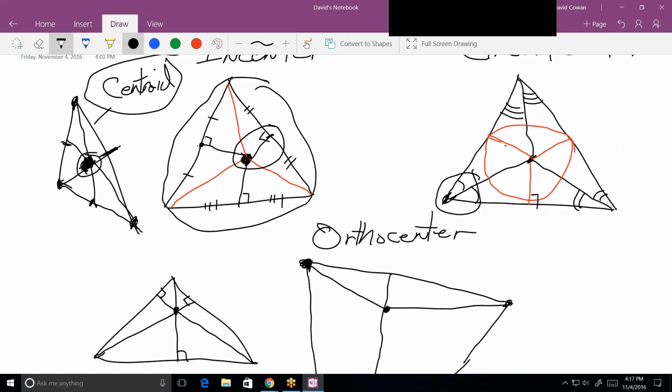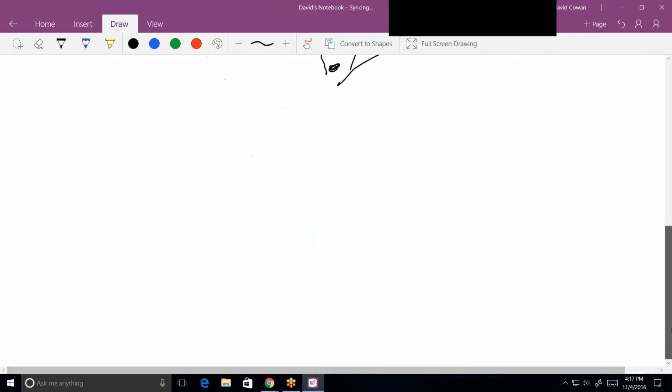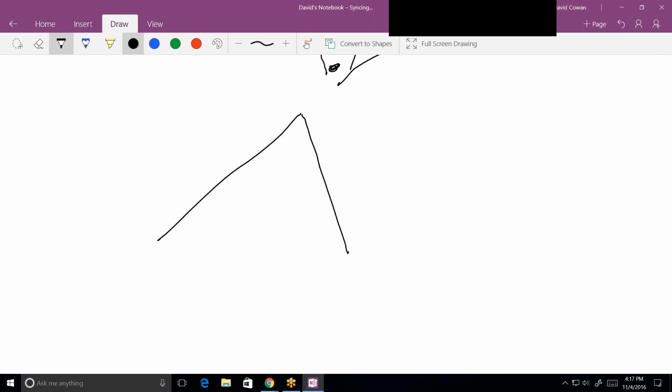Okay. Well, one other thing. Have you gotten to centroid and orthocenters yet? Yeah. Okay. Let's talk about some of the properties of a centroid. Let me redraw it a little bit bigger because this one has more algebraic properties. I'm going to draw it kind of like this.